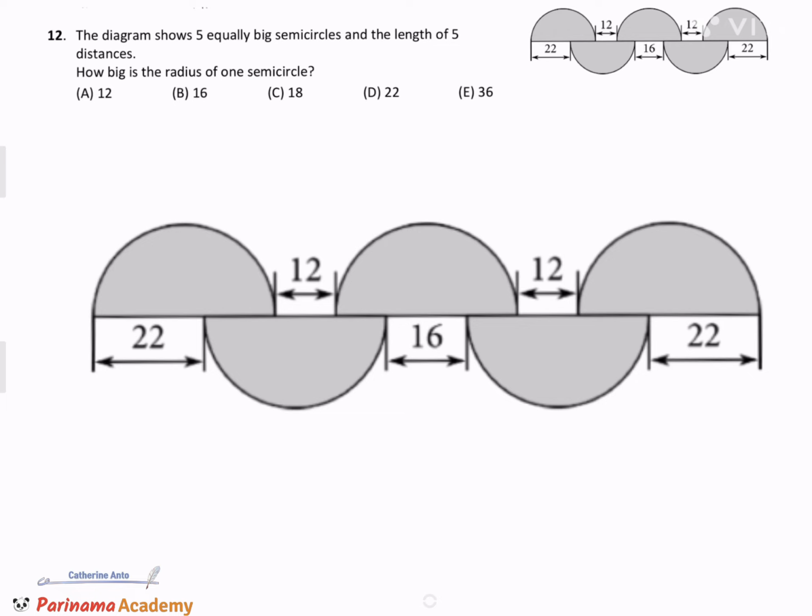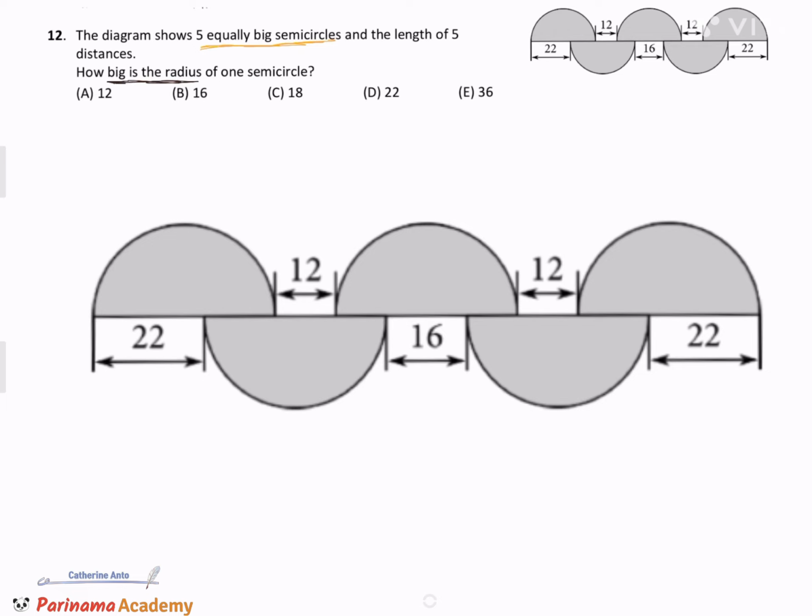The diagram shows 5 equally big semicircles and the length of 5 distances. How big is the radius of one semicircle? So we know that the diagram has 5 equally big semicircles, and they have given us the length of 5 distances, and our job is to find out how big the radius is. So, let's go ahead and start solving this problem.